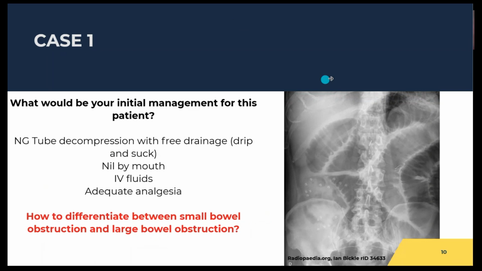Okay, so as two of you mentioned already, nasogastric tube decompression with free drainage, which is also known as drip and suck. And you give IV fluids, because they might be very dehydrated. You want to make them nil by mouth, as they may be vomiting as well. And you want to make sure they have adequate analgesia and also correct their electrolytes as well. So surgery is also considered, but this is when there are signs of peritonitis or ischemia. So they might have signs of fever, tachycardia, hypotension. Then perhaps surgery could be done first, but we always manage conservatively first.